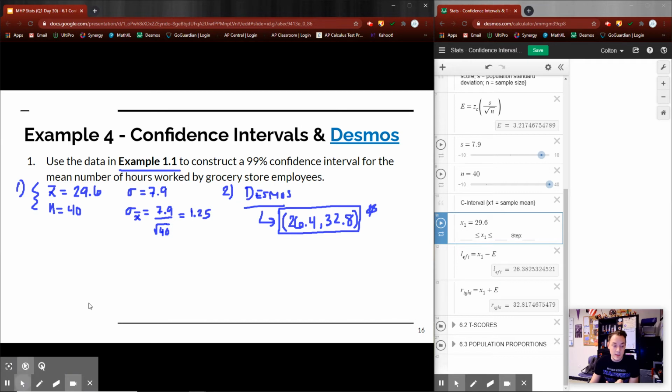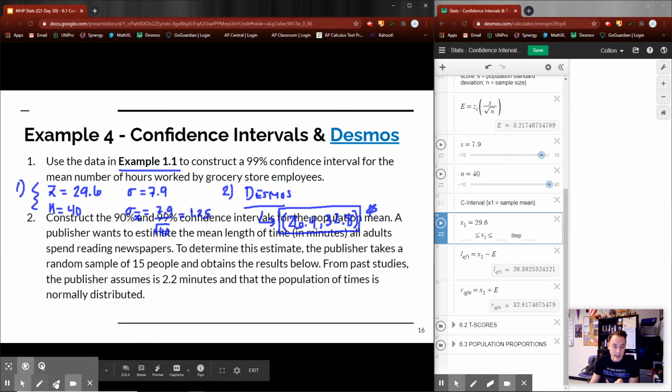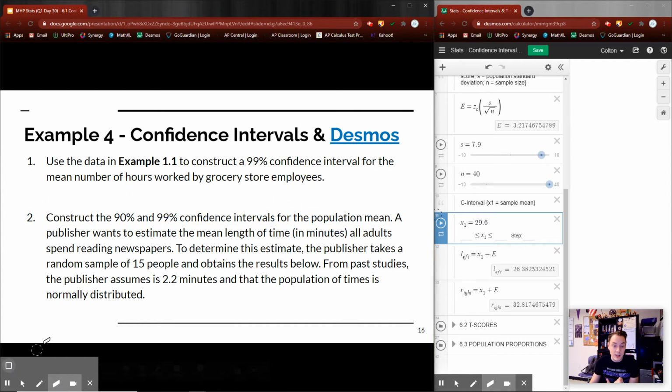Okay, so let's try another one. So let's erase this and let's get one that's completely just brand new, just completely different. Ready? So construct a 90% confidence and a 99% confidence interval for the population mean, okay? A publisher wants to estimate the mean length of time in minutes for all adults spending reading newspapers. To determine this estimate, the publisher takes a random sample of 15 people. So automatically, what this tells me is my N is 15, okay?